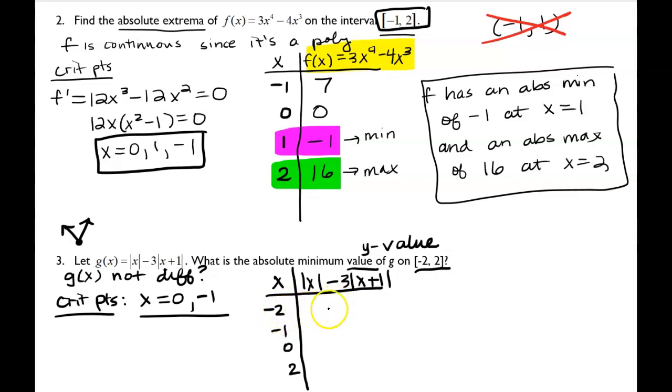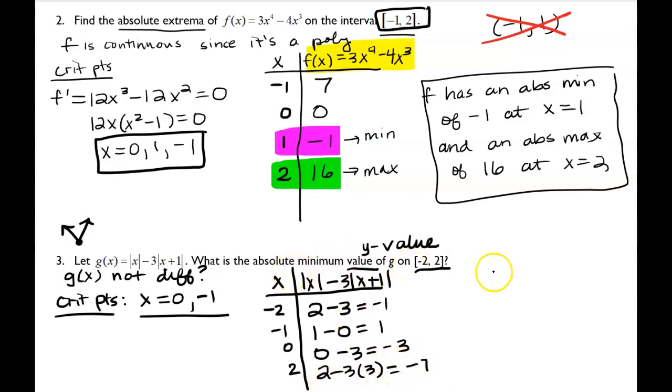If I evaluate at -2, I would have absolute value of -2, which is 2, minus 3 times the absolute value of -2 plus 1, so that's just -3. That gives me -1. If I evaluate at -1, I would have 1 minus 0, which is 1. Evaluate at 0, I would get 0 minus 3, which is -3. And evaluate at 2, I'd have 2 minus 3 times 3, or 2 minus 9, which is -7.